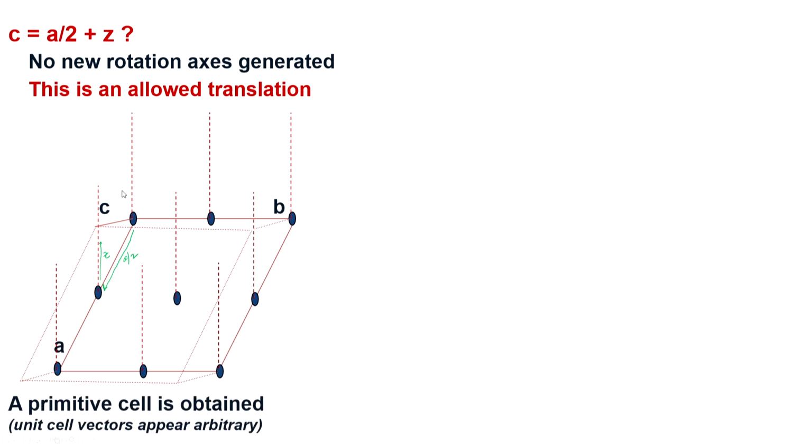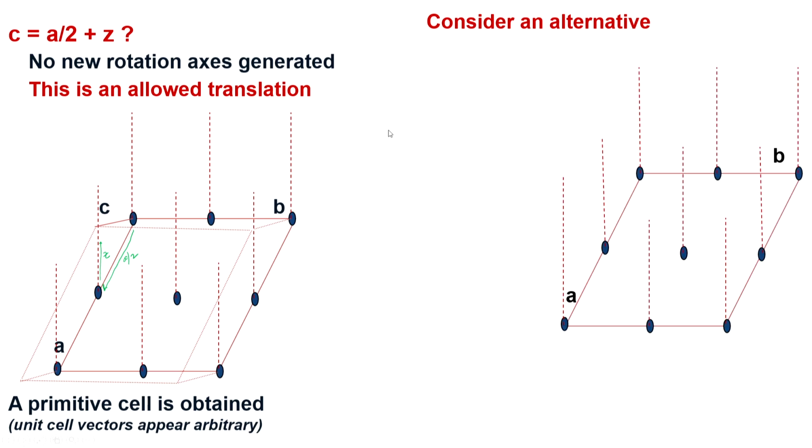So, what we get is a primitive unit cell, as you can see, with A, B and C, which is also at a certain angle to both A and B. So, the unit cell vectors in this case appear to be arbitrary, but are they arbitrary? Let us consider an alternative. Let us start with the same oblique lattice again, the same C vector. Let us extend this C vector.